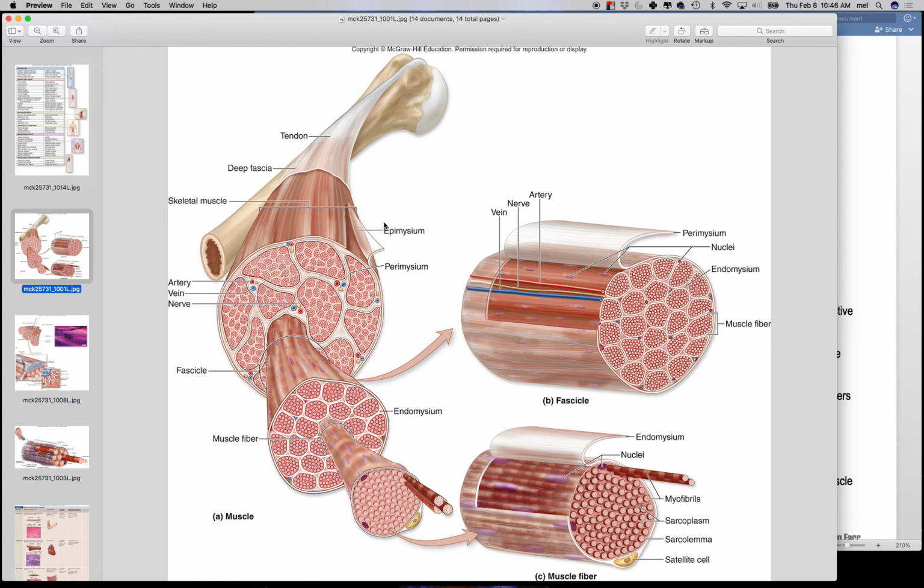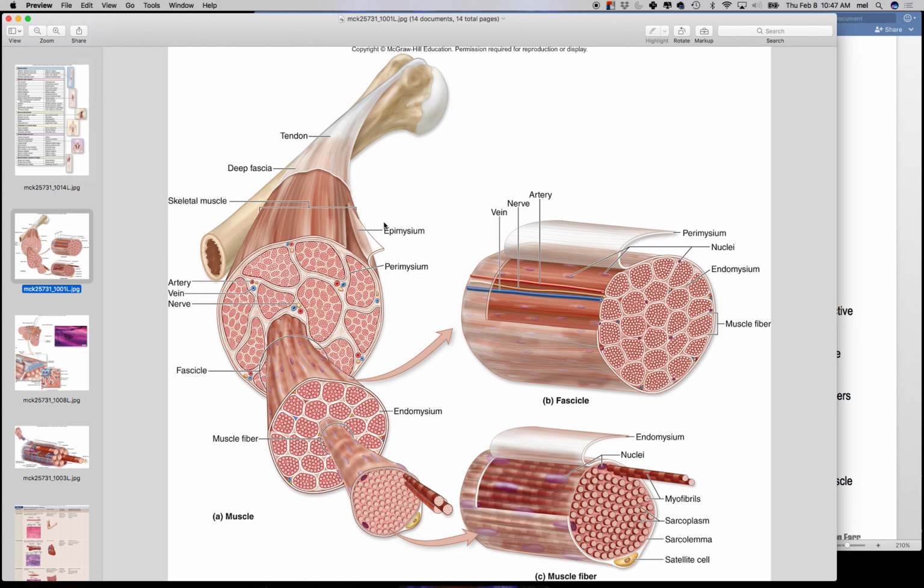Now, I'm not going to tell you, I want you to tell me. The epimysium's job is to hold the muscle intact. So if some big old beefy dude went outside and lifted a car, right? We do not want the muscle to bust apart, right?